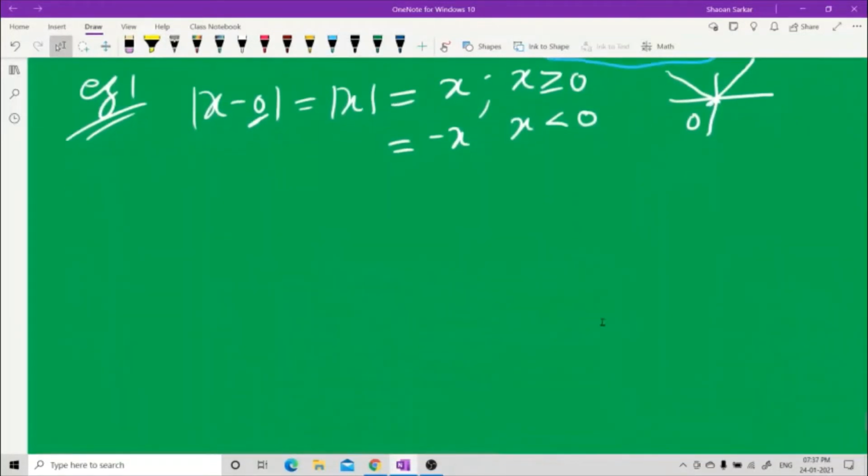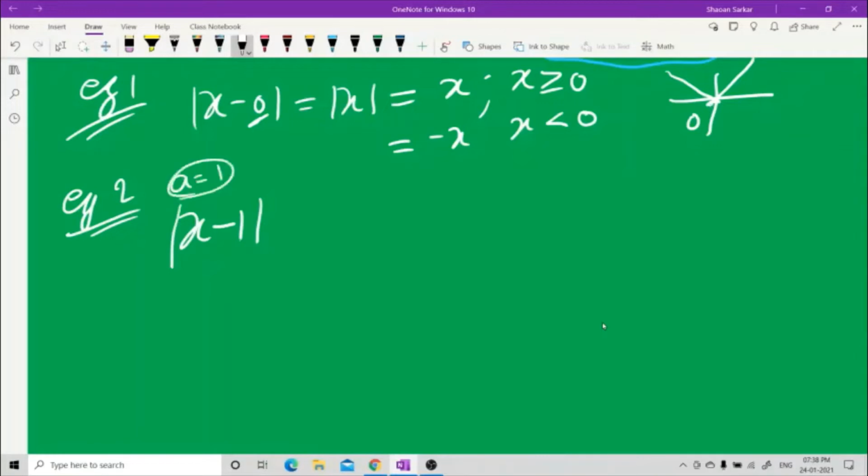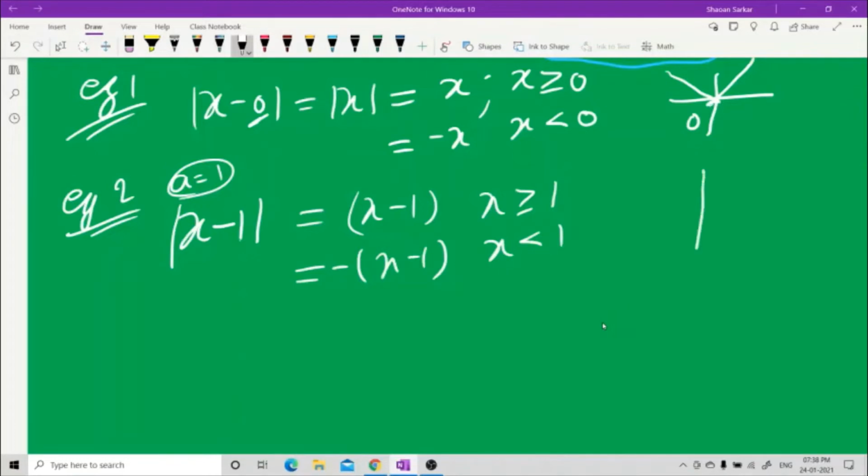Now let me take another one. Now the second example. Wait a minute. Example number 2. Now let me take x minus 1. I am taking here a equal to 1. Right? So this becomes x minus 1 for x greater than equal to 1 and minus x minus 1 for x less than 1. Now let me draw this. This is 1 is here. Now again I will have this type of picture.